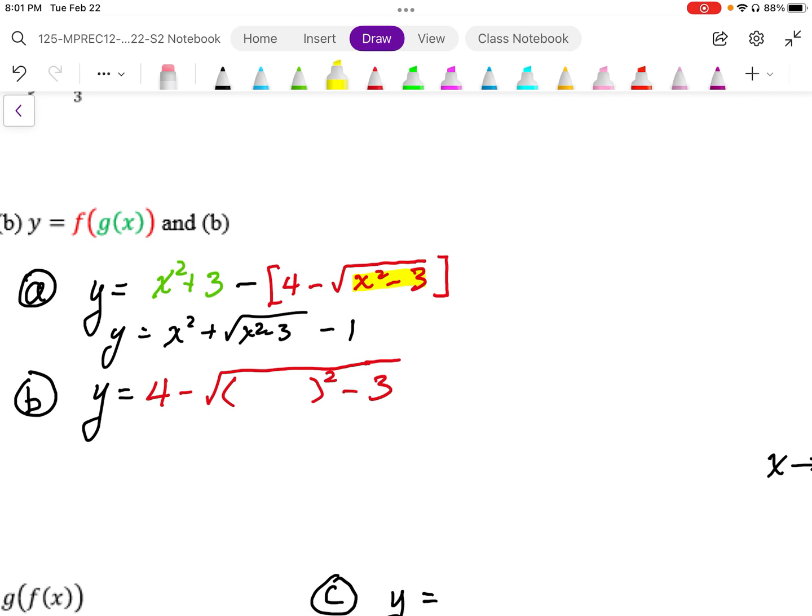So my domain for this function then ends up being x must be less than or equal to negative root 3, but it could also be bigger than or equal to positive root 3. So that becomes my domain, and it's only going to be restricted by that inside square root function.